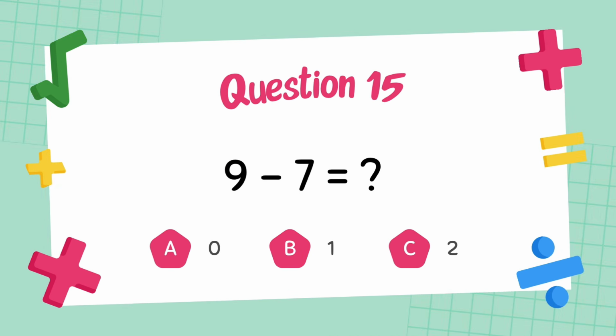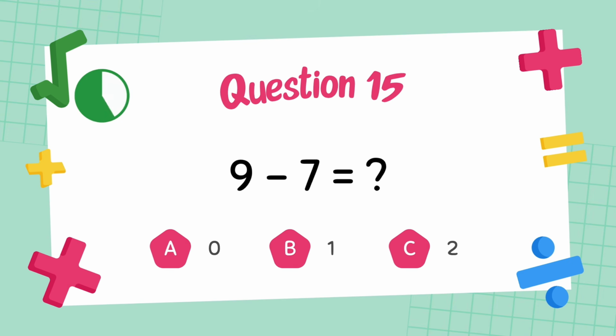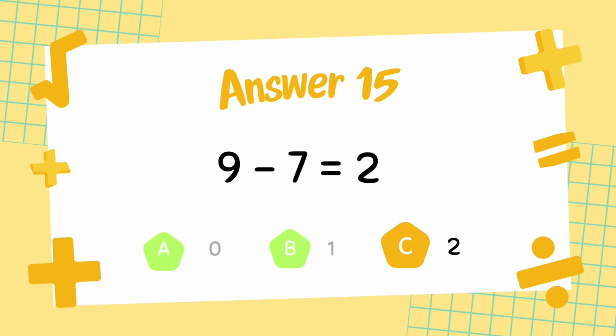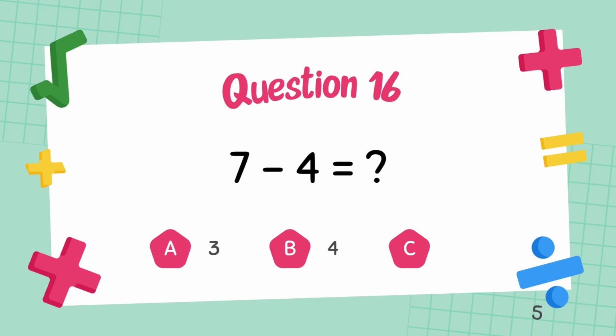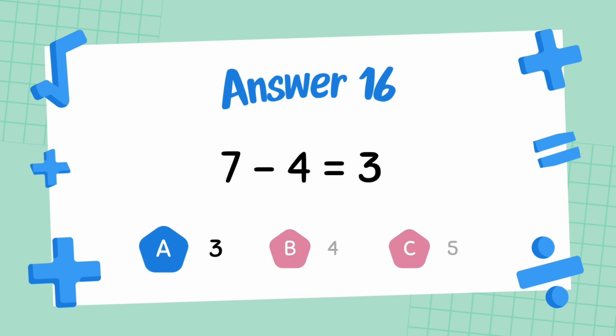What is 9 minus 7? The answer is 2. What is 7 minus 4? The answer is 3.